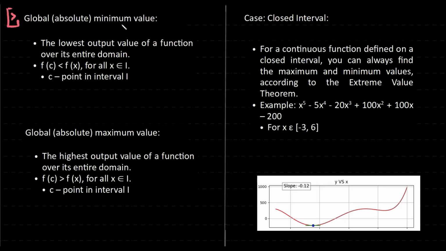So the global minimum value is the lowest output value of the function, while your global maximum value is the highest value of the given function. So f of c will always be lesser than f of x when it comes to the lowest value, and when it comes to the maximum value, the highest value, f of c will always be greater than f of x, where x is from the given interval. It's a very simple, straightforward idea.